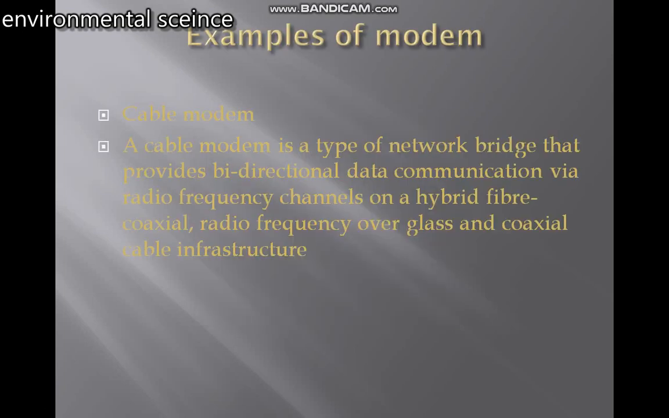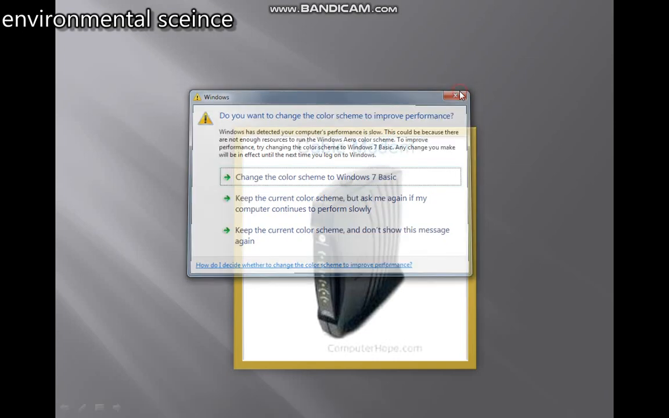Next, we see the examples of modem. There are many examples of modem, but the most familiar examples are cable modem and DSL modem. A cable modem is a type of network bridge that provides bidirectional data communication via radio frequency channels on a hybrid fiber coaxial radio frequency over a glass and coaxial cable infrastructure. Basically, it uses cables. You can see the pictures of cable modem.